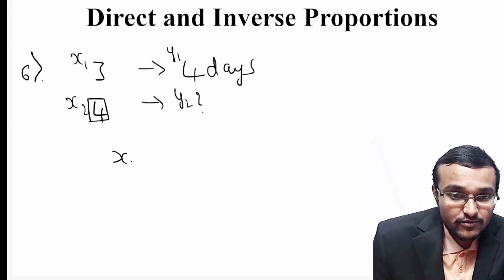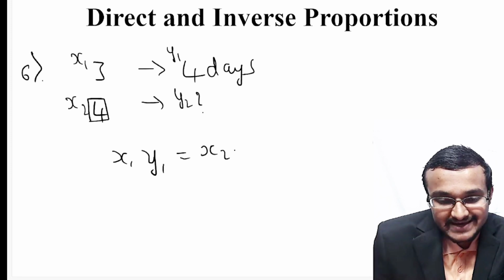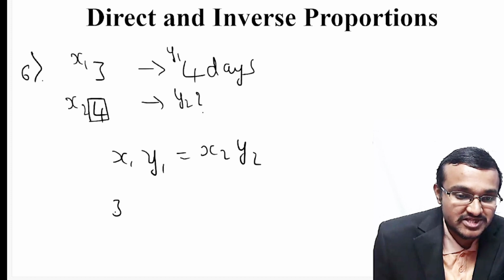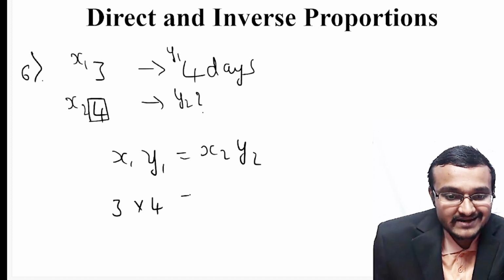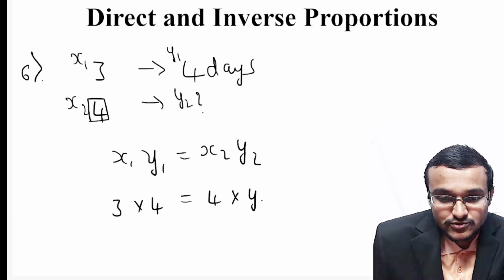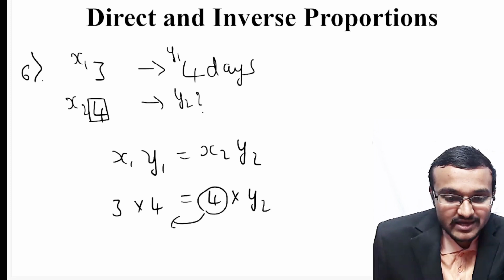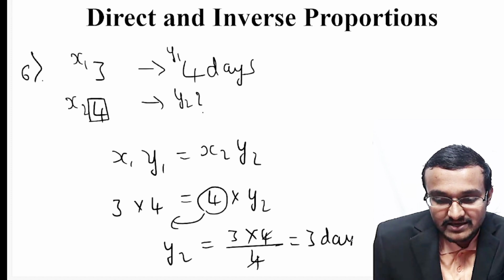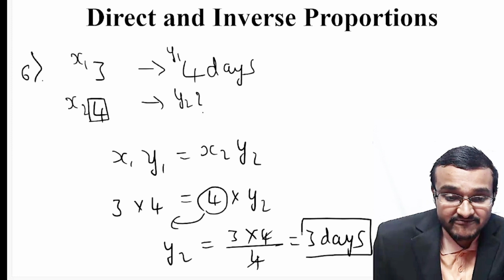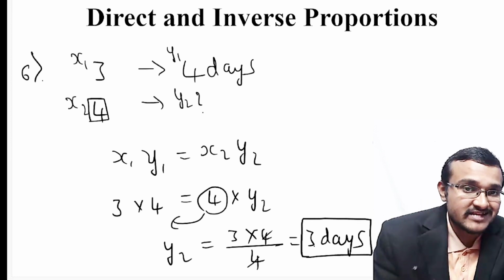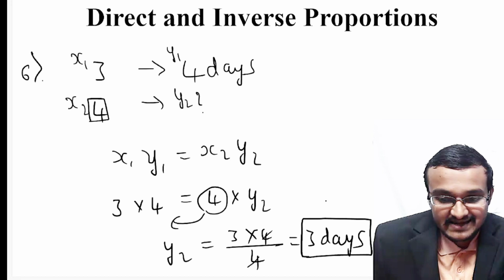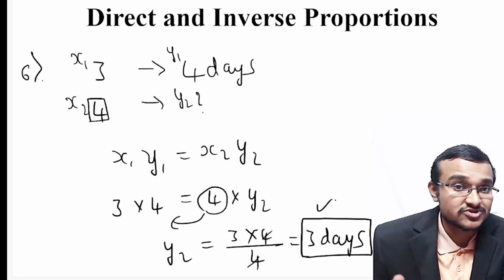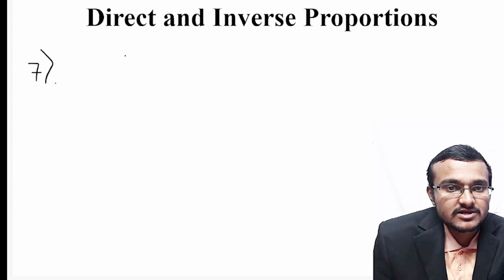So now here x1 y1 will be equal to x2 y2. So what is x1? x1 is actually 3, y1 is actually 4 and x2 is also 4 and y2 we don't know. So we can bring this 4 to the other side of equality symbol. So that will go to denominator. So y2 will be equal to 3 into 4 divided by 4. 4 gets cancelled. 3 days will be remaining. Number of persons is increased by 4. That means instead of 3, 4 persons are working. Then they can complete the same job in 3 days. So 3 is the answer for the 6th question. So coming to the 7th question.